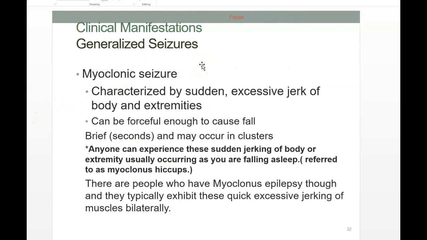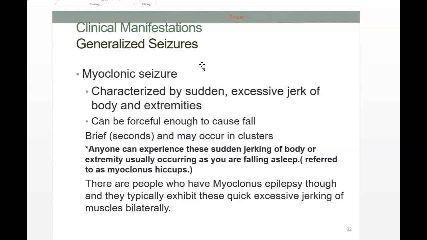Another type of generalized seizure is a myoclonic seizure, characterized by sudden, excessive jerks of the body and extremities. It can be forceful enough to cause falls. It's brief, lasting a few seconds, and may occur in clusters. There are people who have myoclonic epilepsy, and they typically exhibit these quick, excessive jerking of the muscles bilaterally.